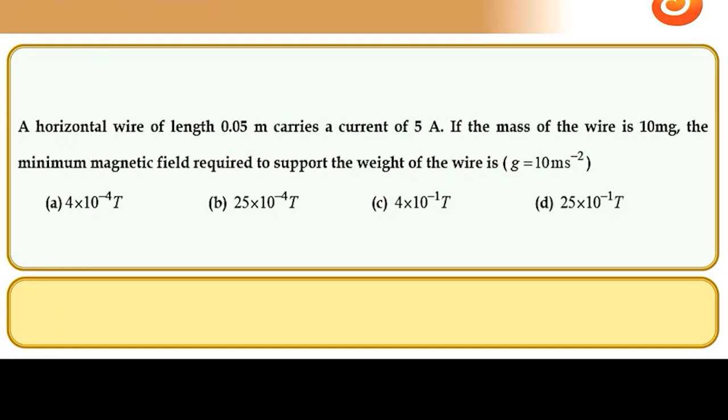Next one. A horizontal wire of length 0.05 meter carries a current of 5 ampere. If the mass of the wire is 10 milligrams, the minimum magnetic field required to support the weight of the wire is. The current carrying conductor experiences two forces. One is weight, and in order to keep it in equilibrium, it must experience magnetic force also. So magnetic force must be equal to mg.